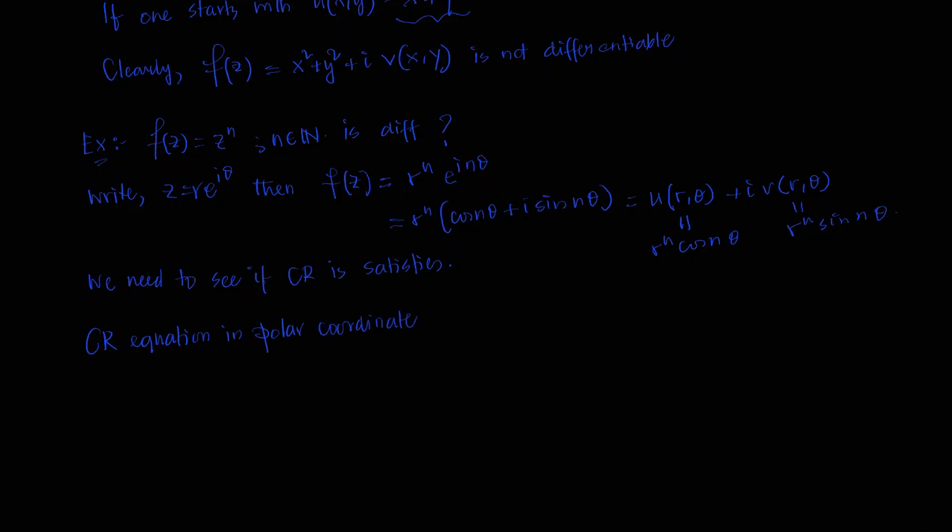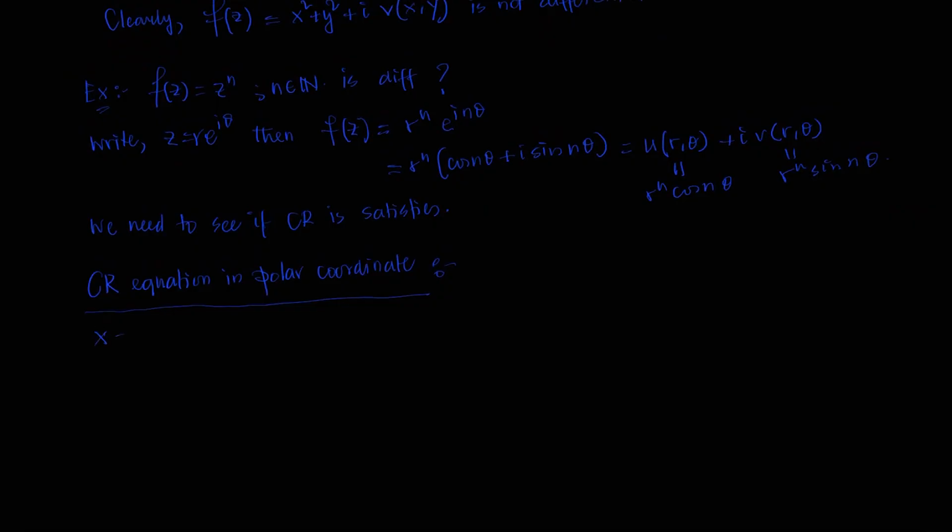Let's do this. Okay. So let's say that in polar coordinates, what is our x? X is r cosine theta, and what is our y? R sine theta.